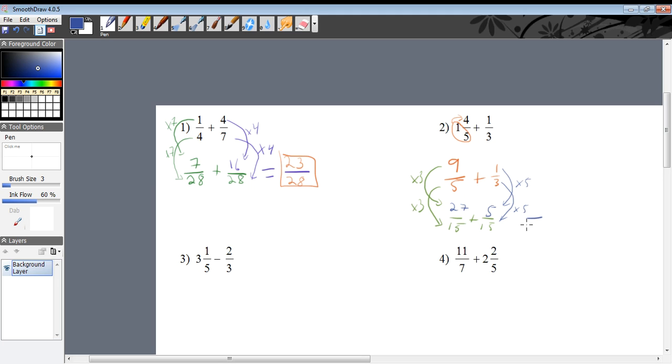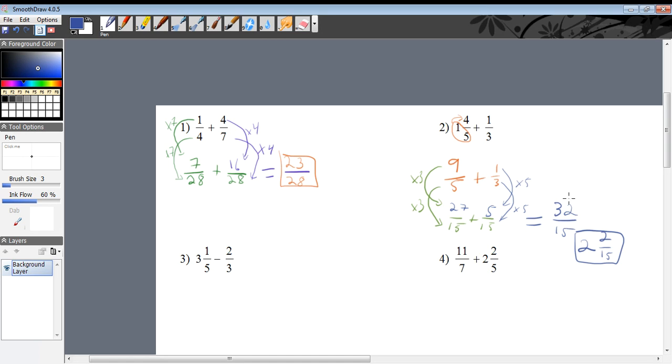Now adding these fractions here, the denominator is 15, and 27 plus 5 is going to be 32. Now this is my answer, but if I'd like to turn it into a mixed number, 15 goes into 32 2 times, and the remainder is 2 over 15.